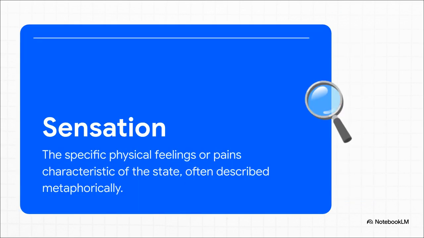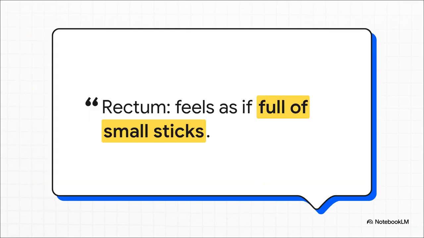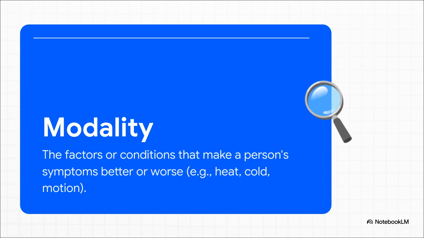Next up, we have sensation. Now, this is where it gets super specific and honestly, kind of poetic. It's not just about saying you have pain. It's about how that pain actually feels. The descriptions are often really vivid and full of metaphors. And that specificity is everything. For the remedy aesculus, a key sensation is the feeling that the rectum is full of small sticks. Now, it is a very strange image, I know, but it's meant to be an incredibly precise match for someone's actual experience.